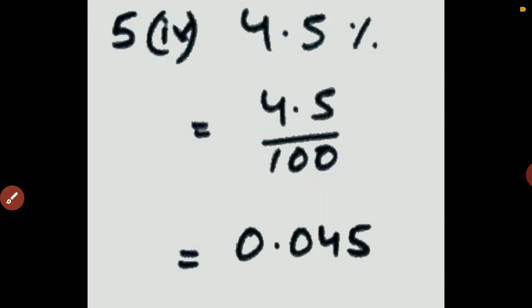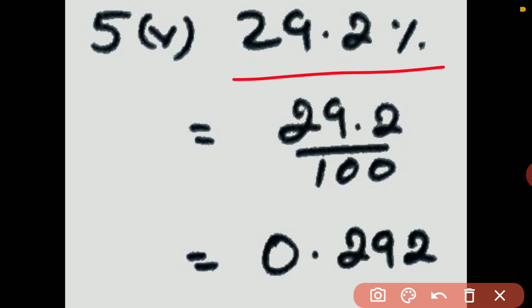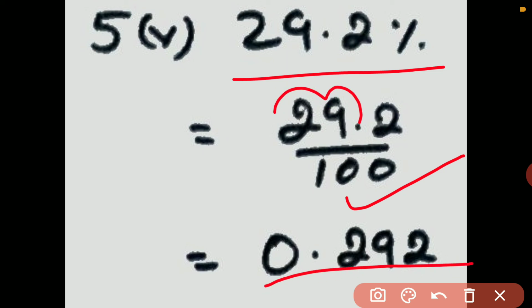Now we can go to the next question, which is number 5.5. So question number 5.5 reads as 29.2%, like before. So the next step will be 29.2 upon 100. So again moving the decimal point 2 steps in front, right? So my answer will be 0.292. That's all about question number 5.